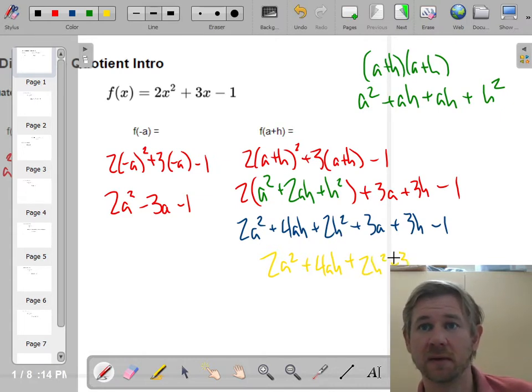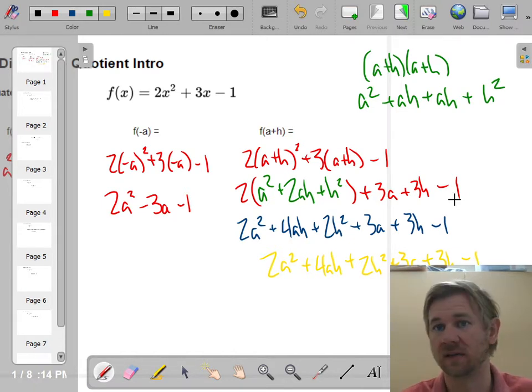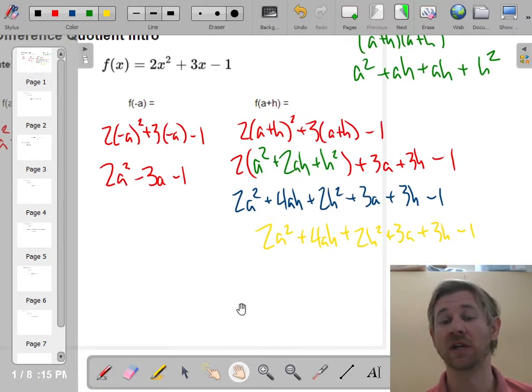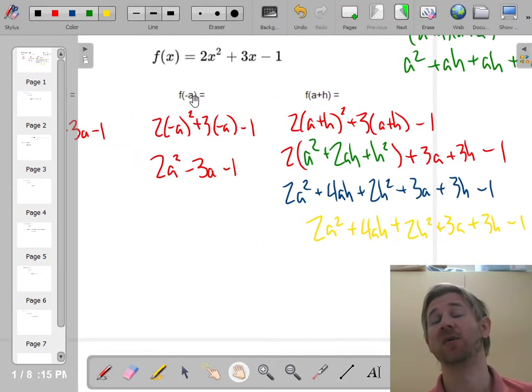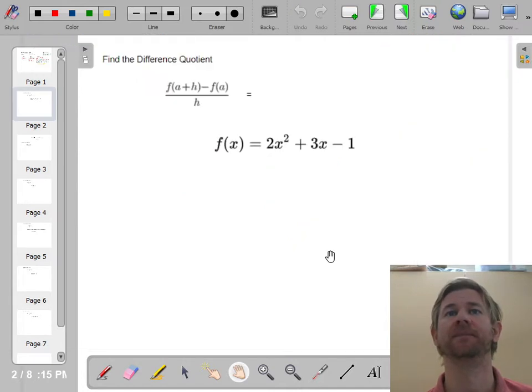Okay. Plus 3a plus 3h. So there are no like terms. Okay. Sometimes it'll clean up. It's fine. It's ugly, but that's what it is. So these are going to get a little longer. Now what we're going to do is combine all of these parts into one problem. So let's go ahead and see what we get.